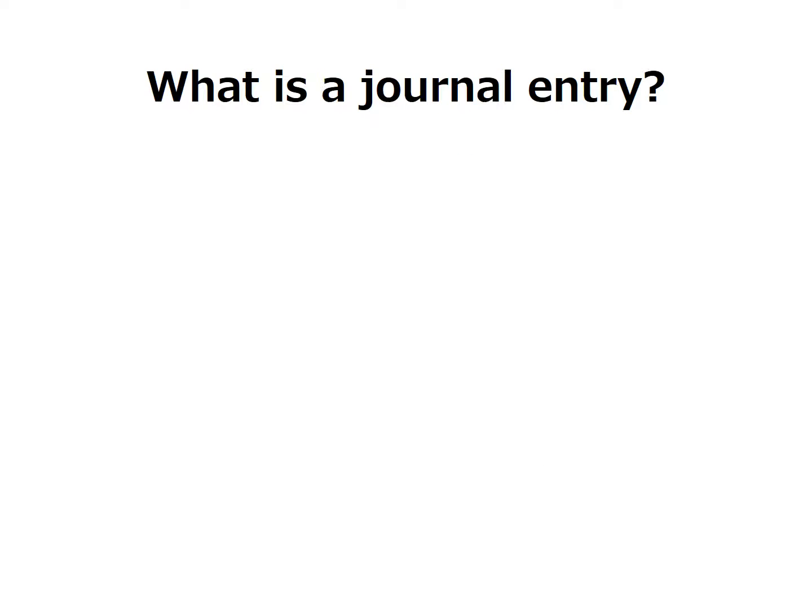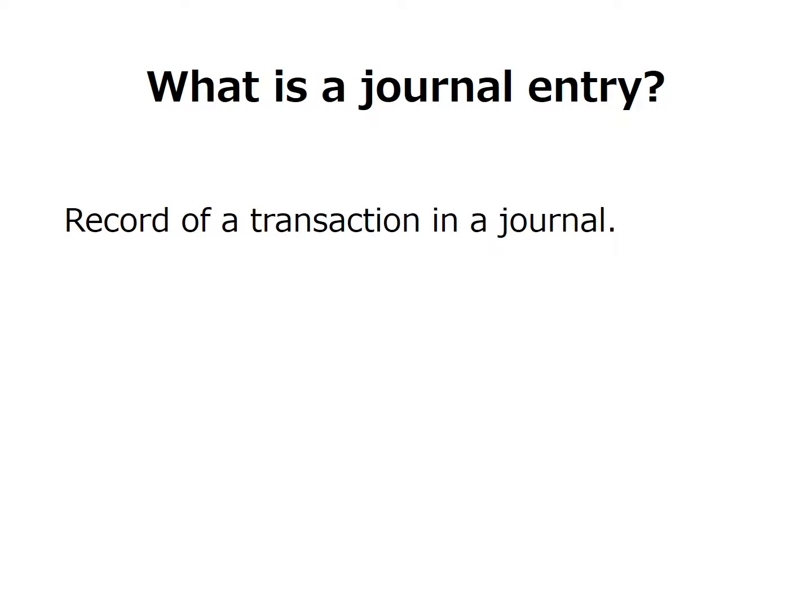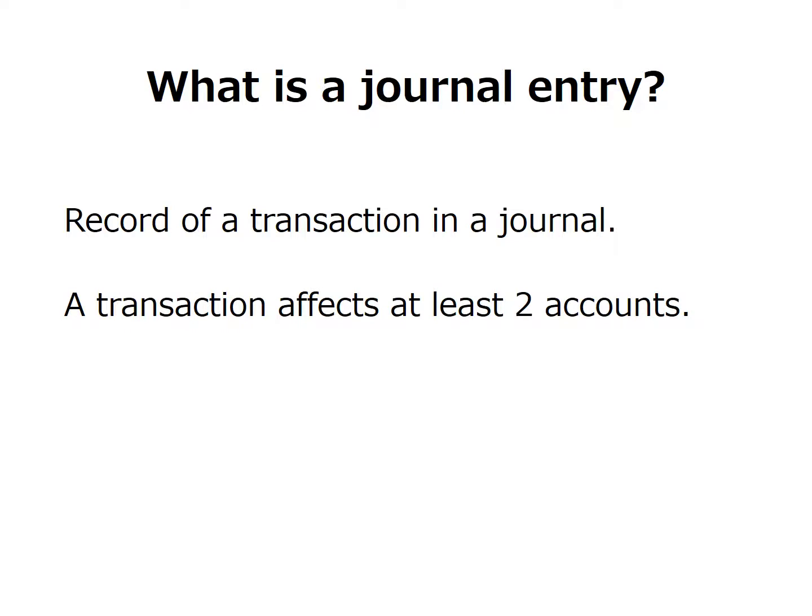What is a journal entry? A journal entry is a record of a transaction in a journal. A transaction affects at least 2 accounts. A transaction can involve 2, 3, 4 or more accounts, but at the minimum, there should be 2 accounts. No transaction uses only 1 account. It should be 2 or more.